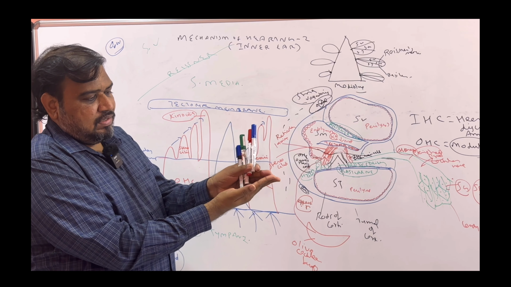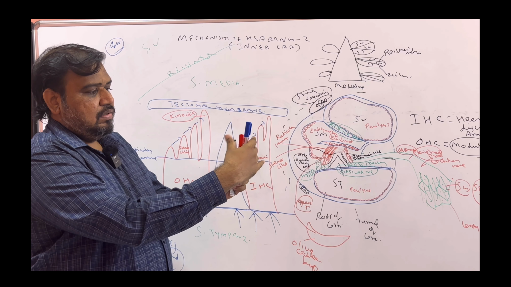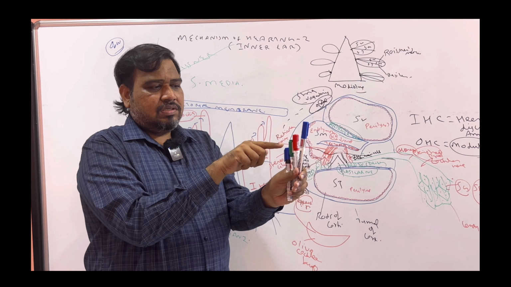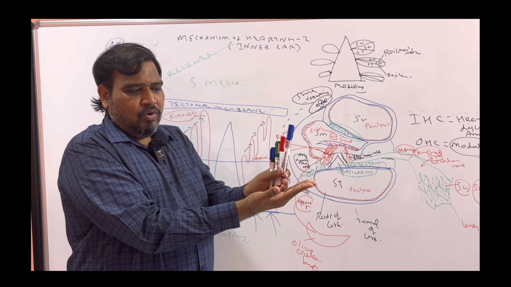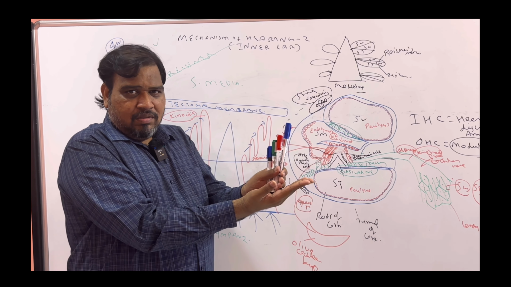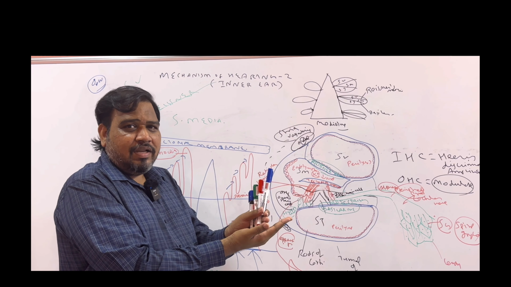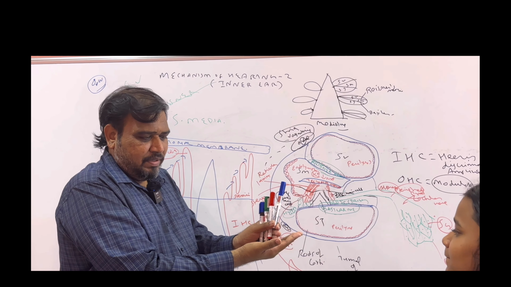hair cell. Just concentrate please. This blue one is kinocilia. This is stereocilia, and this is the outer hair cell. Below the outer hair cell is the basilar membrane. When sound is being produced and it strikes the oval window, the fluid moves and it comes and strikes the basilar membrane.